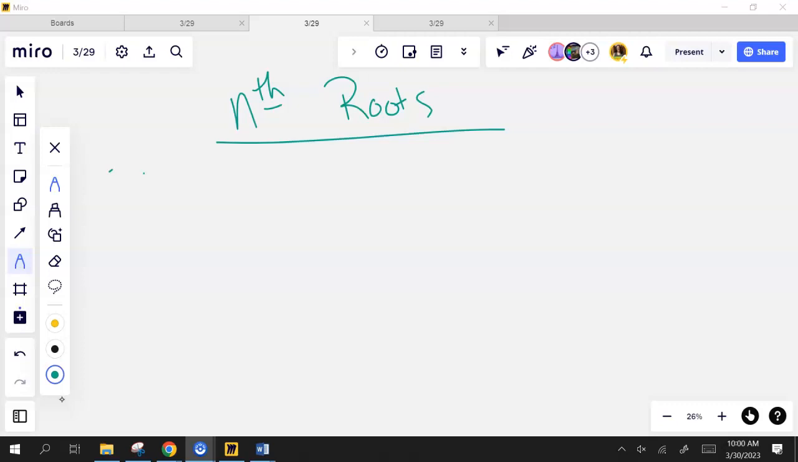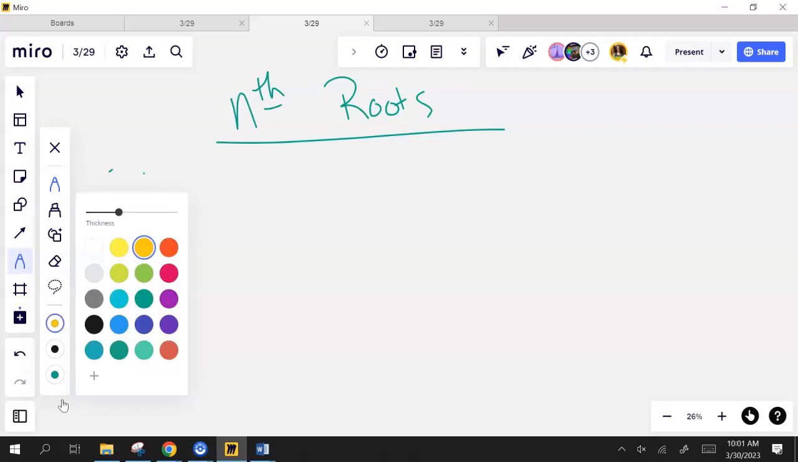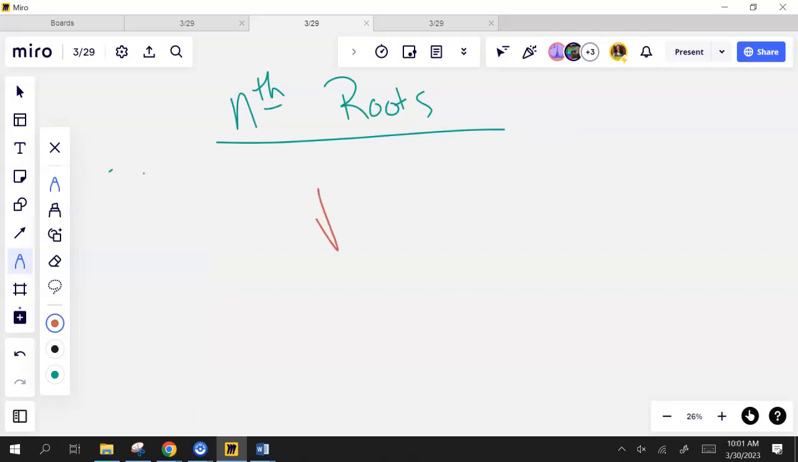All right, here we go. Nth roots. Let me review for just a minute about what this is. Square root. Tell me if you were explaining to someone who had never seen this in their entire life how you do a square root. Tell me what you would tell them.